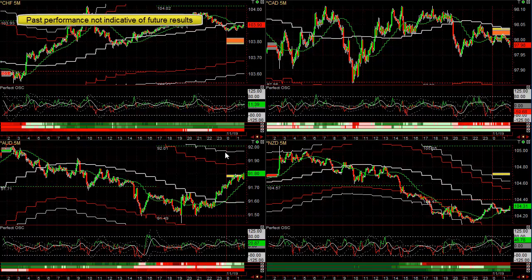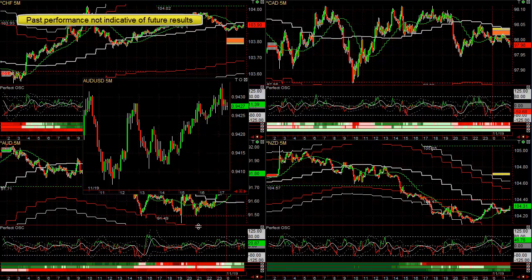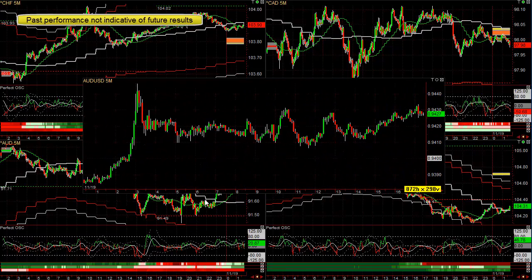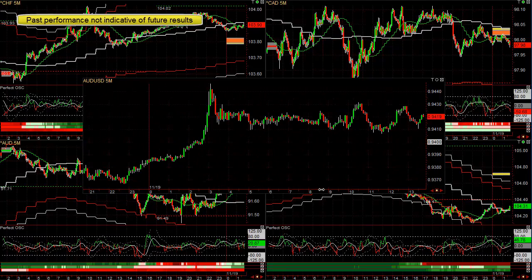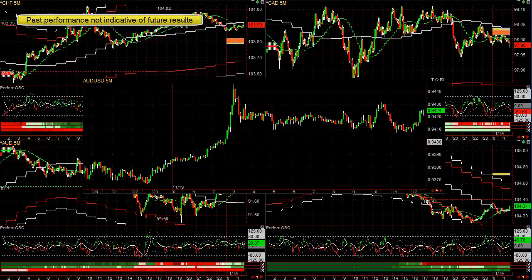Now the outer bands, typically the white bands contain price most of the time, so it's got a good distance to potentially travel. Coming up to 2 o'clock, one of the higher probability trades would be looking for a buy in the Australian dollar. Now, the key to trading is small losses, big wins. This doesn't always work, but when it does work, you typically are going to make a big profit. Now look, in this case it did work.